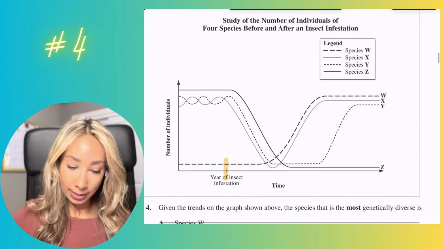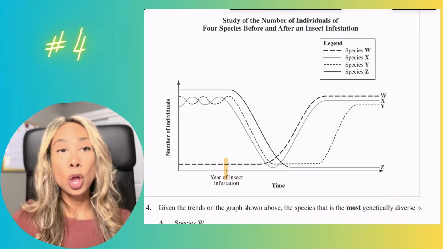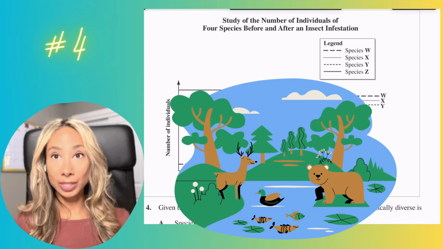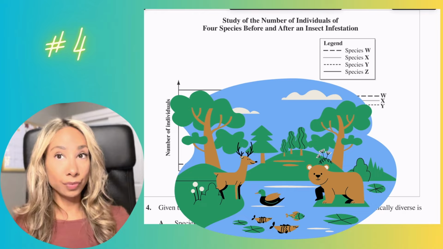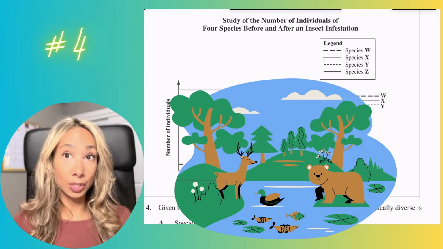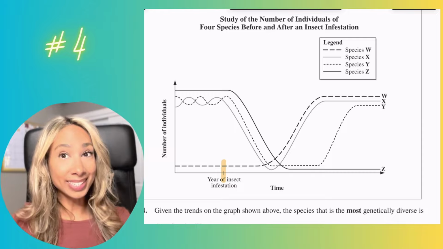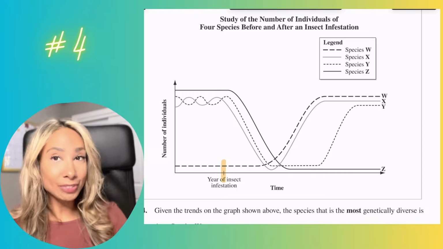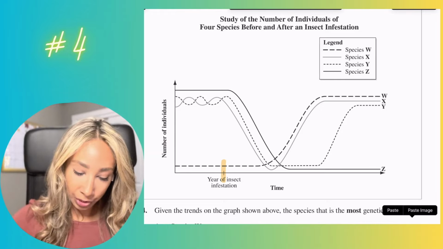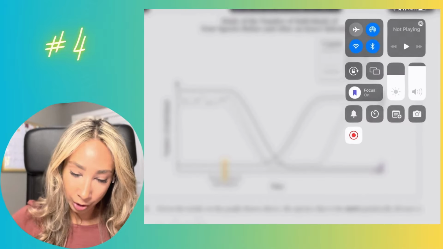Now, our question's asking us, given the trends in the graph shown above, the species that is most genetically diverse. So we need to think about what diversity means. Diversity basically means we've got different aspects to surviving. If we want a population to survive throughout different kinds of natural disasters, it must be diverse in order to adapt to the new conditions that it's going to face. So which of these organisms really are going to be resilient and continue to thrive even after that infestation? One thing that I noticed is with this option here, we see our population thriving, but they don't come back. So this one is definitely not going to be an option.